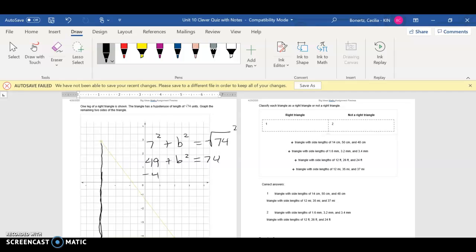So I'm going to subtract 49 from both sides, and I get b squared equals 25. So I know the length of my other leg is 5. So again, if I had this, I know that my other leg has to be drawn at a right angle, and it's going to be 5 units long, which again, each of these is half a unit, and then I can draw in my hypotenuse to finish up that problem.